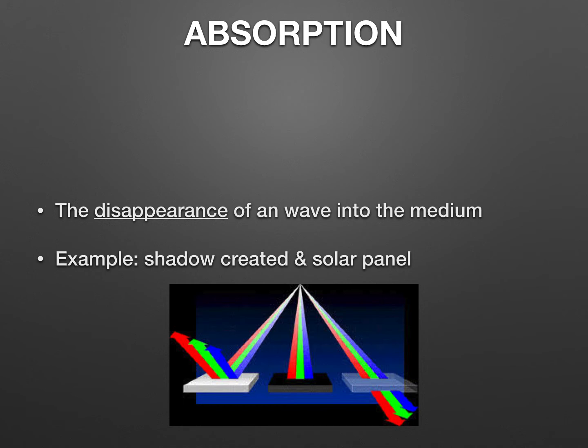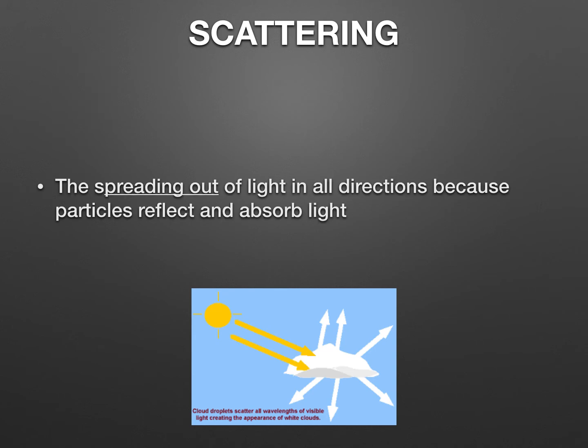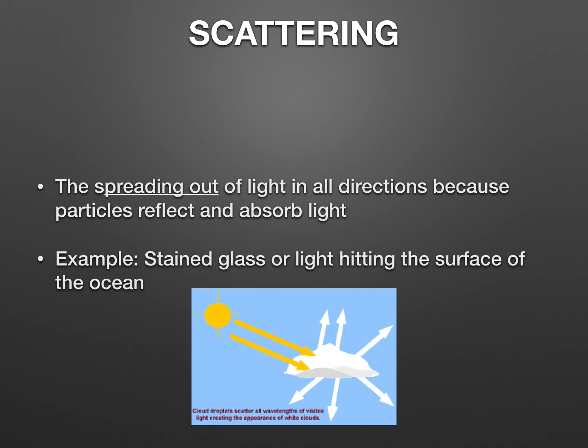And the last of the behaviors we're going to talk about is called scattering. Scattering is the spreading out of light in all directions because the particles reflect and absorb. Clouds appear white because they scatter the white light from the sun. And examples of this would be a stained glass window or light hitting the surface of the ocean. If you look at a side cut from the ocean, if you're able to, and when the sun rays hit it, it spreads out in all directions, scattering the light. If you understand what the word scattering means, in essence, you'd be using the word spreading out to define it.